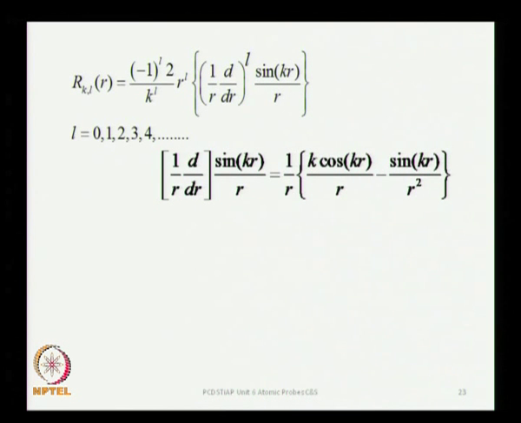Now, let us see what 1 over R d over dr does to this. This is your L equal to 0 solution, right, sin kR over R. What does 1 over R d over dr do to this? So, you take the derivative of sin kR over R; the derivative is k cos kR over R minus sin kR over R square.